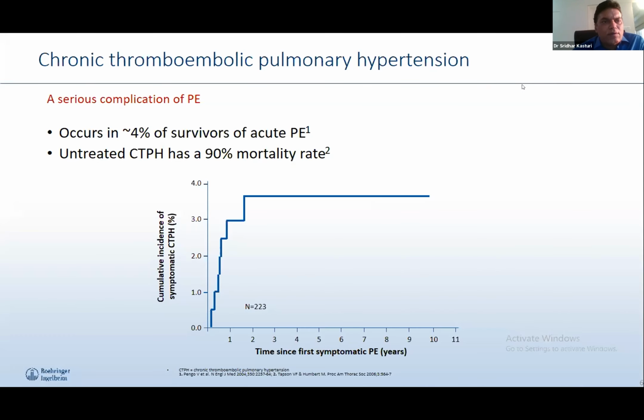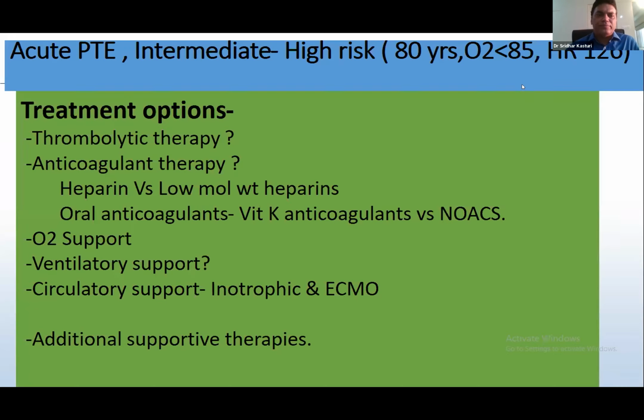Chronic thromboembolic pulmonary hypertension is seen in almost 4% of survivors of acute PE, and untreated CTEPH has a 90% mortality. So always treat early during acute pulmonary embolism. You try to clear the thrombus as much as possible to prevent this complication. And what are the treatment options in acute PE? This patient comes under intermediate high risk.